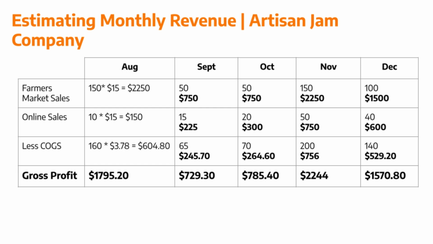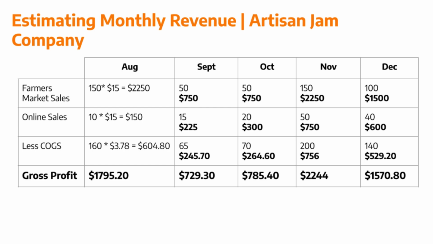I'm also launching my online store. And since it's just getting started, I think I'm only going to sell 10 jars of jam in the month of August. So that means $150 in revenue in August for online sales. So in this example, we're estimating how much jam we think we will sell based on the number of farmers markets we are attending and by how much growth we expect to have in online sales through the end of the year. Once we've estimated our revenue, we must subtract out our COGS, or cost of goods sold.